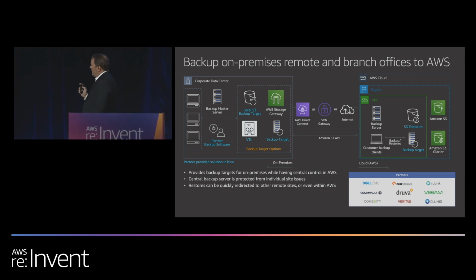So if they're in this box, it doesn't mean that that's the only architecture they support. It means it's one of the architectures that they support. And these are the partners that are in our APN, the AWS Partner Network, storage competency for backup and recovery.